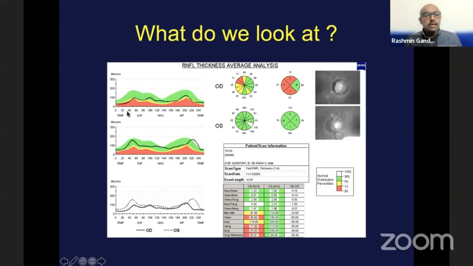You see here, this is the comparison between the right eye and left eye, and clearly you can see that the right eye thickness is lower than the left eye. And here you can see the graph of the right eye, which is going down, in the left eye and the right eye. You find here that in corresponding areas, the graph is going down in the red and the yellow zone, telling you that there is thinning of average RNFL. So that's how you look at it.